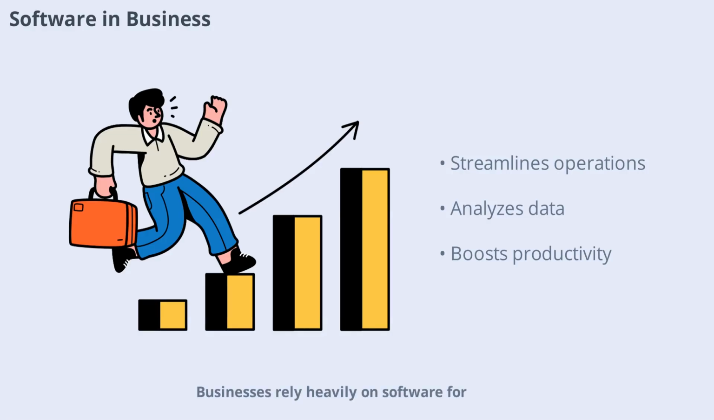Businesses rely heavily on software for everything from accounting to customer relationship management. Specialized business software helps companies streamline operations, analyze data, and improve productivity. The right software can give businesses a competitive edge in today's fast-paced market.